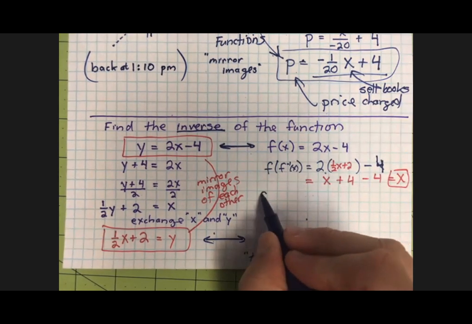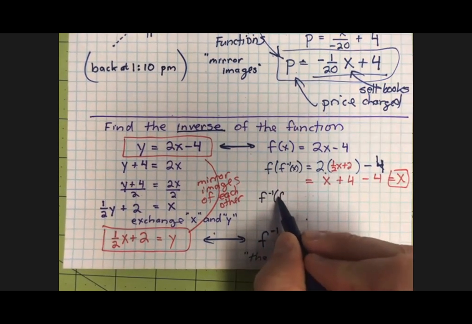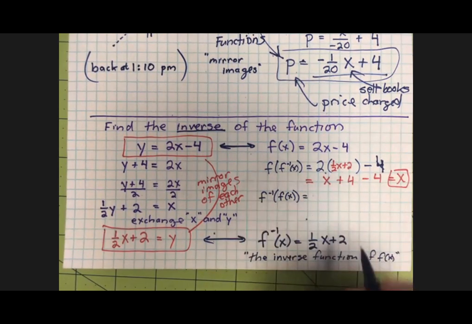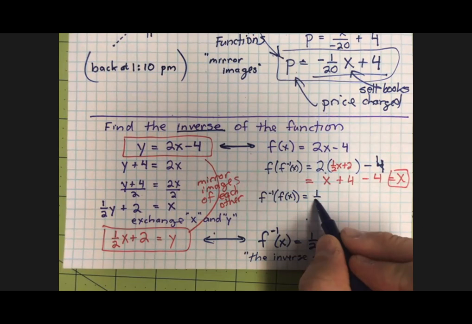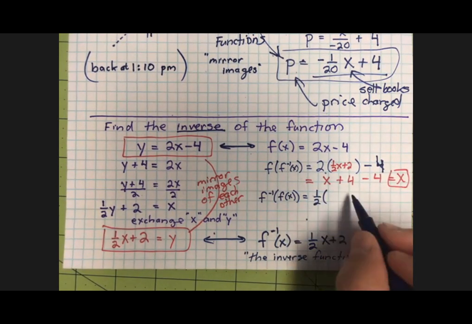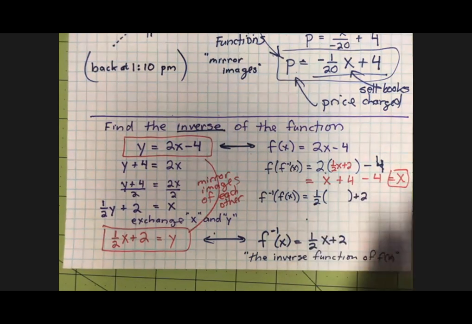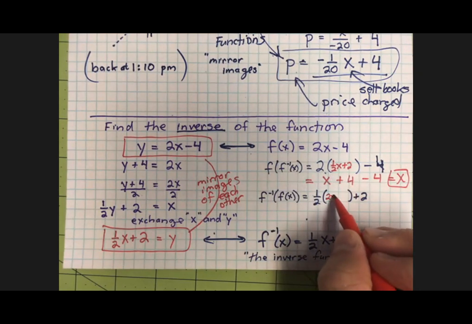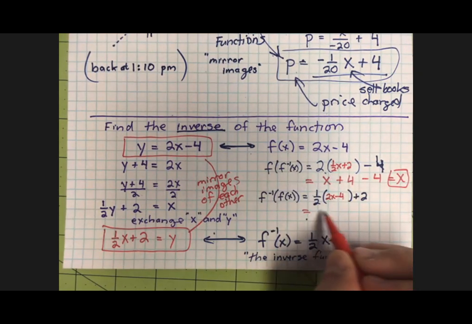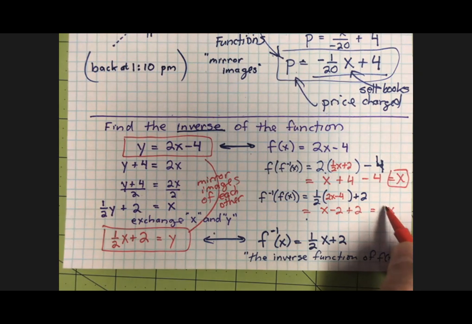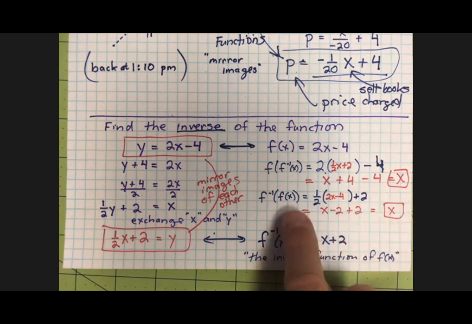What happens if you did it the other way? What happens if you fed the function f of x to the function f inverse? It's not hard to do. What does f inverse do to people? Cuts them in half and adds 2. Well, let's take f, which is 2x minus 4. Let's cut it in half, x minus 2, and then add 2. What do you get? You get back to where you started.